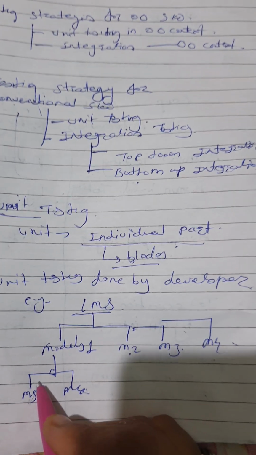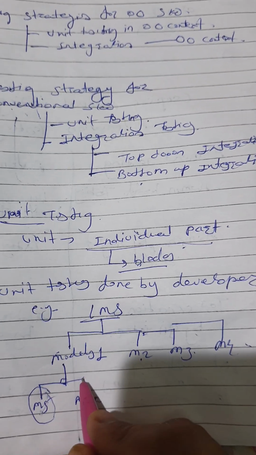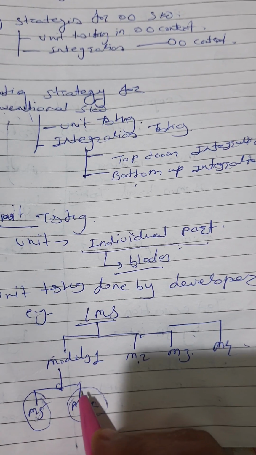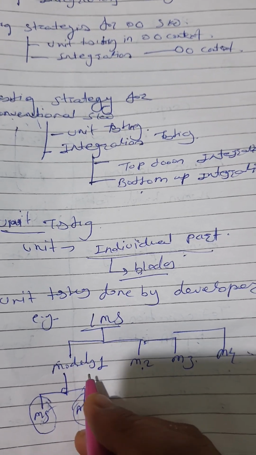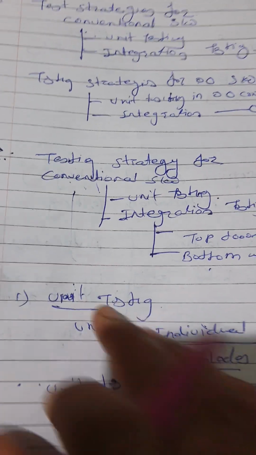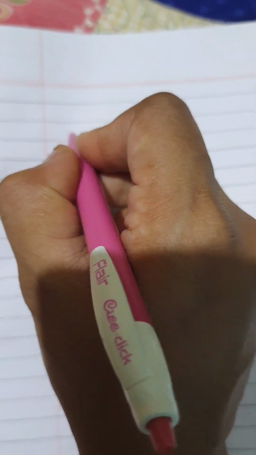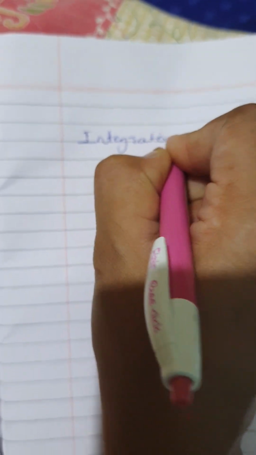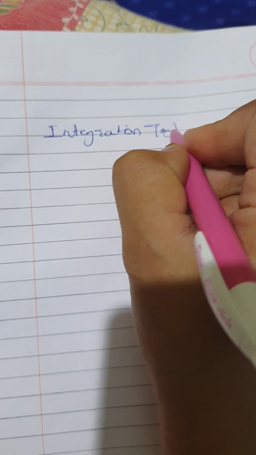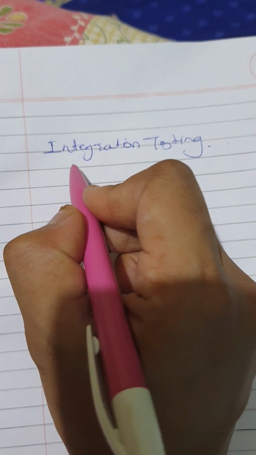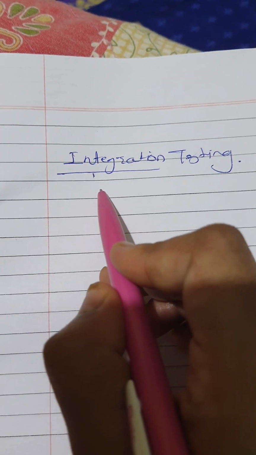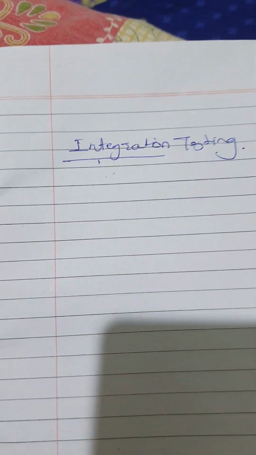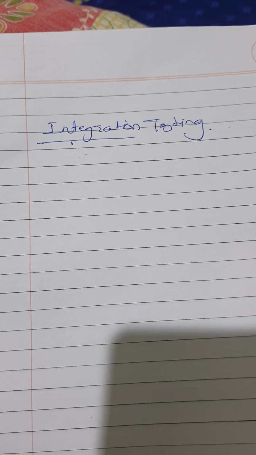So if you want to perform testing on such an individual part, then such type of testing is called unit testing. And the second part is integration testing. Integration means to combine or integrate together, a set of one or more multiple components.